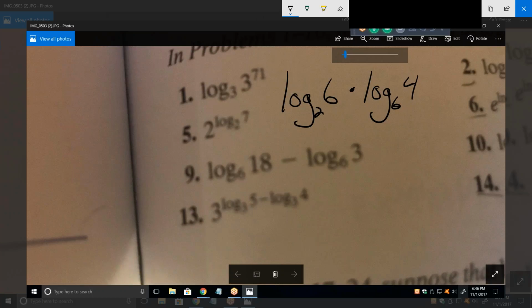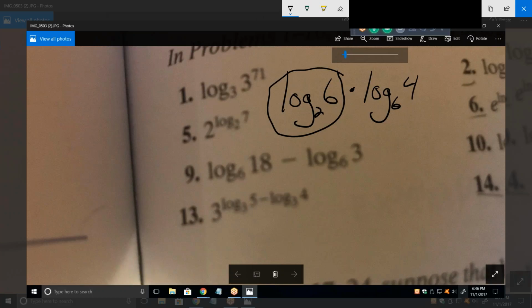Change of base says that the log base 2 of 6. What kind of calculator do you have? Oh, I don't have my calculator with me today. I gave it to a friend for a math test. You have an Inspire or a TI-84? I have an Inspire usually. Okay. If you had a TI-84, you couldn't do this without using the change of base formula.